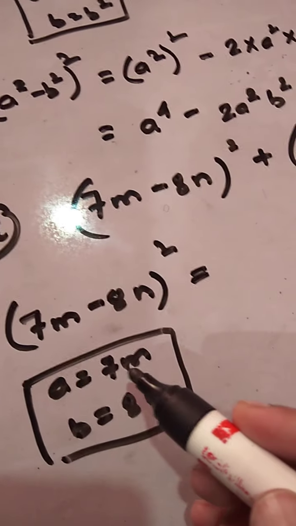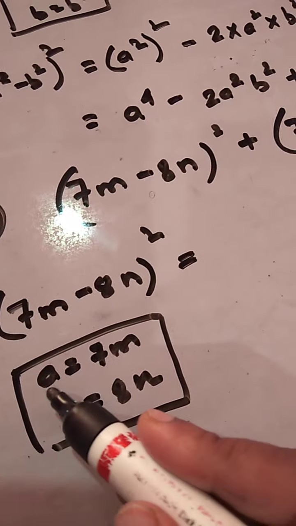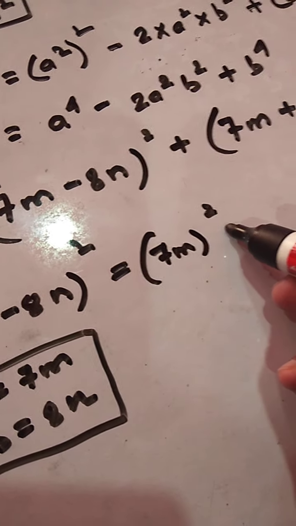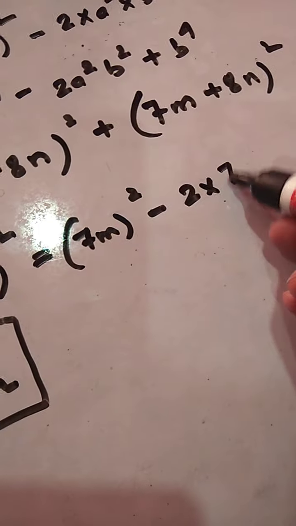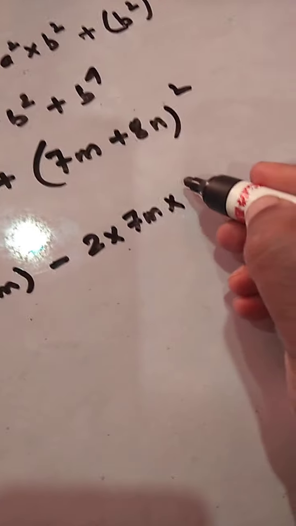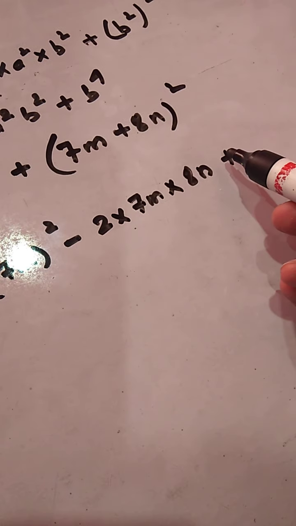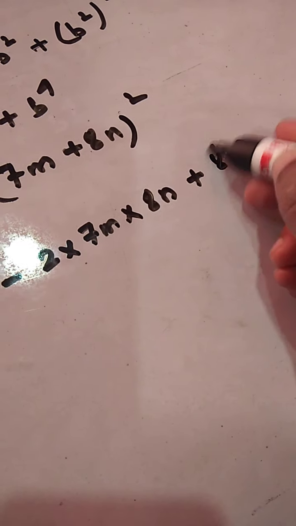According to the formula (a minus b) whole square, what is the first term? a square. What is the value of a? 7m. So we write (7m) whole square. Then it comes minus 2ab, isn't it? So minus 2 into 7m into 8n. And finally, according to the formula, it will come plus b square. What is the value of b? 8n. So this is (8n) square.